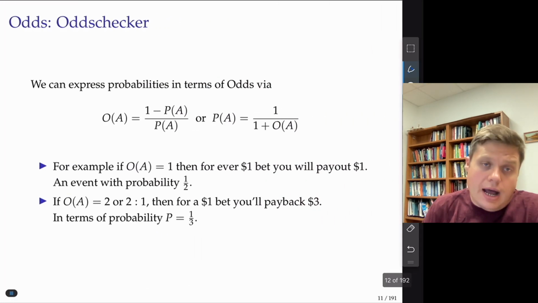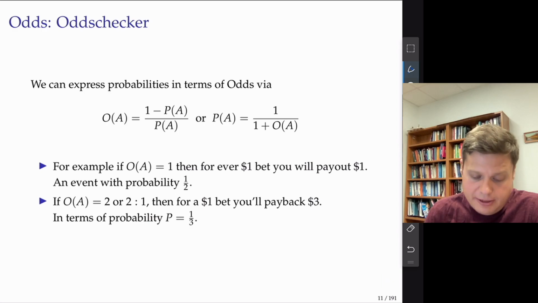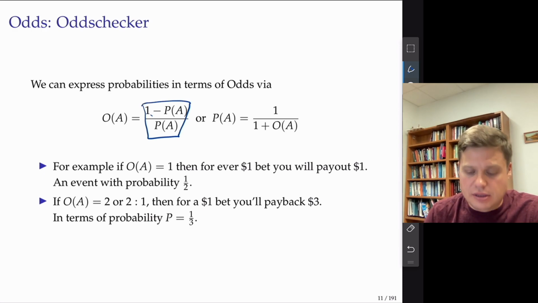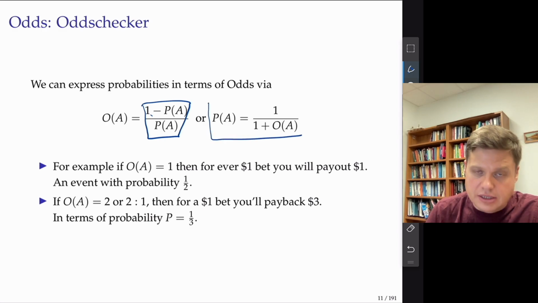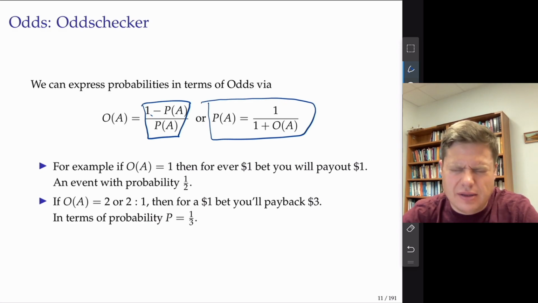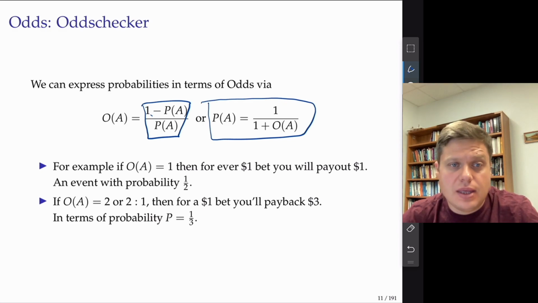Okay. So let's talk about odds since we started talking about betting. We can express probability in terms of odds, and odds is just (1 minus probability of A) divided by the probability of A. And you can reverse this formula and calculate probability from the odds. Probability of A is just 1 divided by (1 plus the odds).